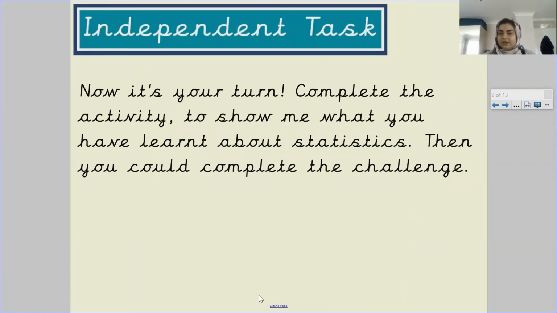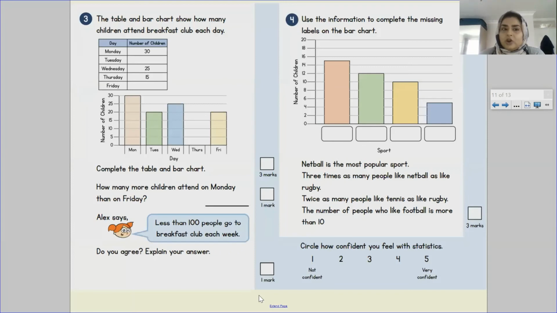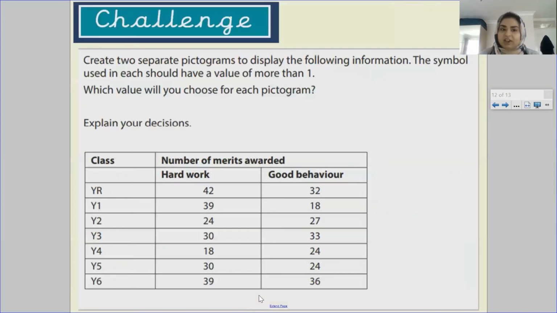Now it's your turn. So it's time for your independent task. Okay, so what I would like you to do is complete the activity to show me what you have learned about statistics. Then you could complete the challenge. So what you have here is a little end of unit kind of hot task. So you have question 1, question 2, question 3, and question 4, and then a challenge.